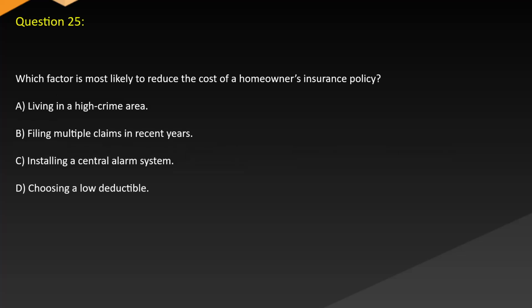Question 25. Which factor is most likely to reduce the cost of a homeowner's insurance policy? A. Living in a high crime area. B. Filing multiple claims in recent years. C. Installing a central alarm system. D. Choosing a low deductible.